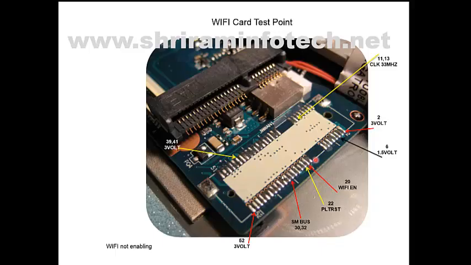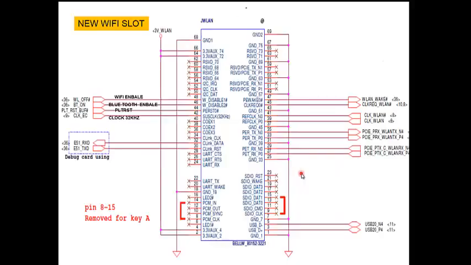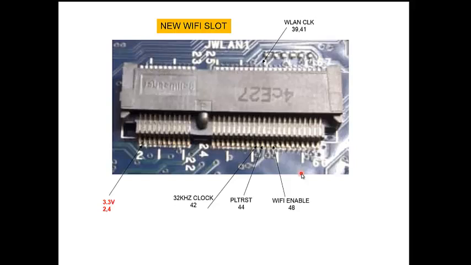This socket is an older socket. Nowadays a newer socket is coming, a very small socket like this. In this type of small connector, when the Wi-Fi is not working, at that time you have to check pin number 48. Pin number 1, then 2, 3, 4, it goes like that. This side is the odd side and this side is the even side.